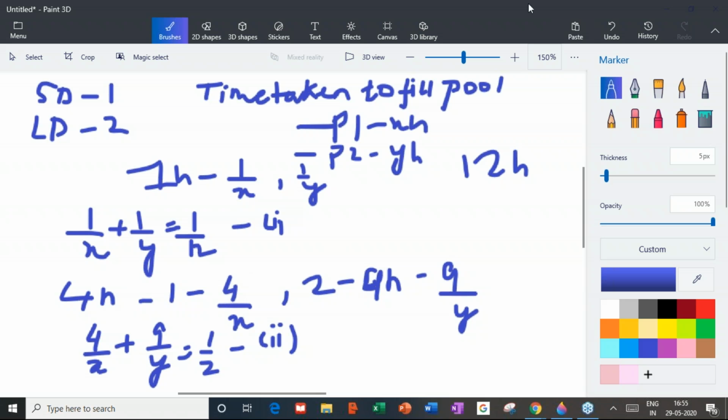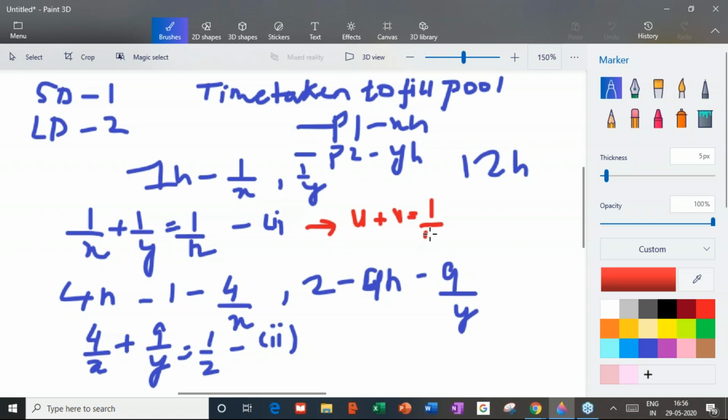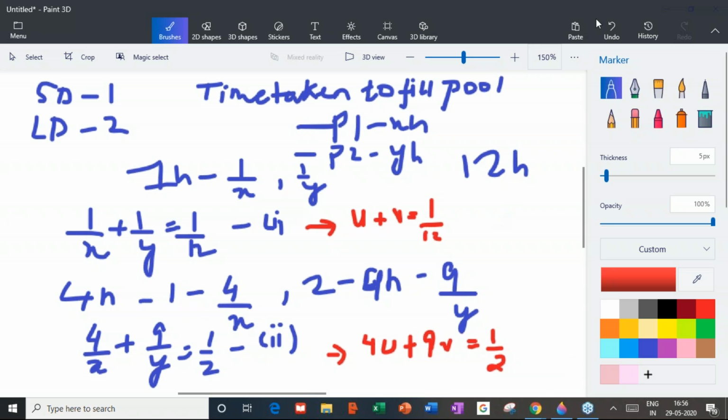Okay, you take this as, let me write it with another color here. Take 1 by x as u, and 1 by y as say v. So this will become u plus v is equal to 1 by 12, and this will become 4u plus 9v is equal to 1 by 2. Now it looks simpler, right? So you get u and v. Am I audible? Is it okay? So you use these two equations, find out u and v, and then substitute the values of x and y back.